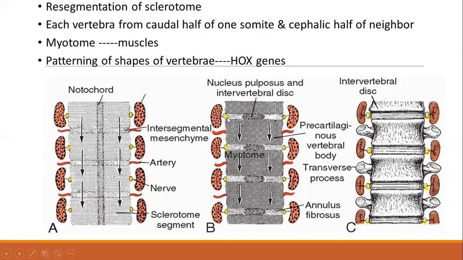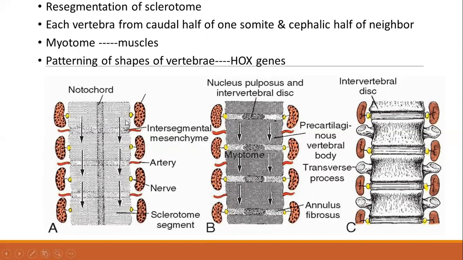So one vertebra is formed by the caudal half of one somite and the cephalic half of the lower somite. This is going to give you one vertebra. And what are the changes that take place during this resegmentation process? These arrows are showing you the fusion and resegmentation process. The caudal half fuses with the cephalic half of the neighboring somite, and this is going to form one vertebra.